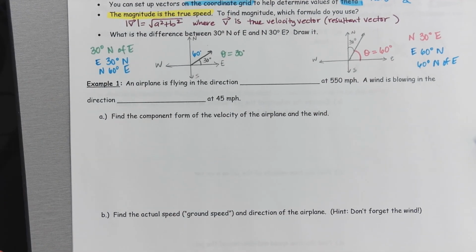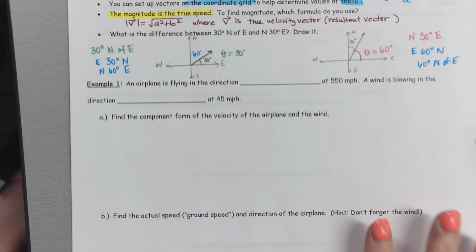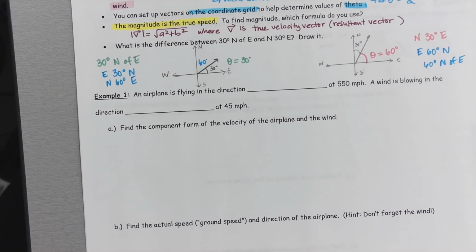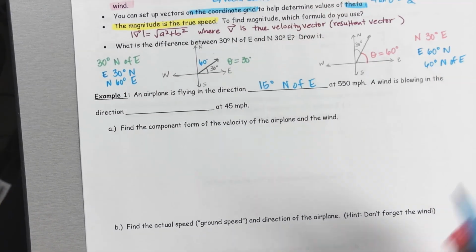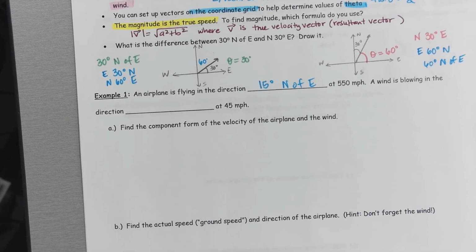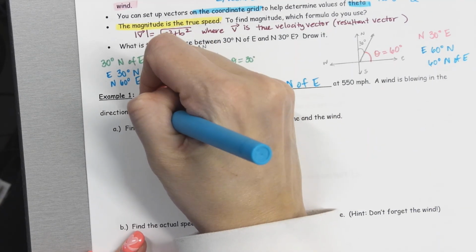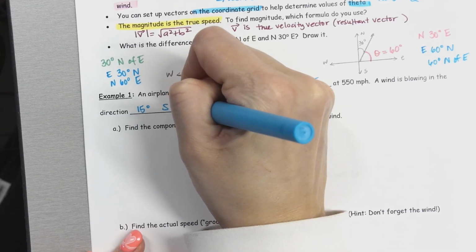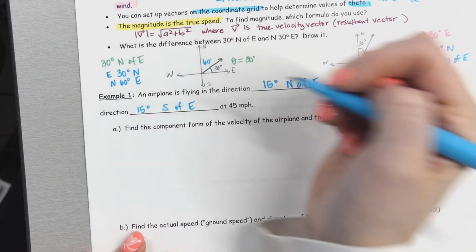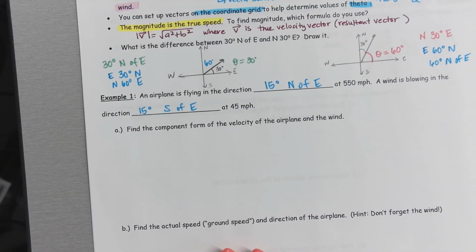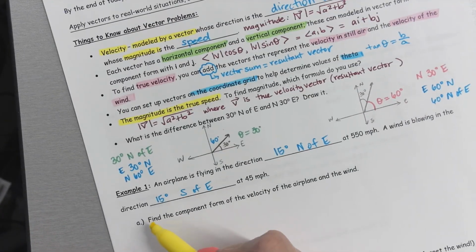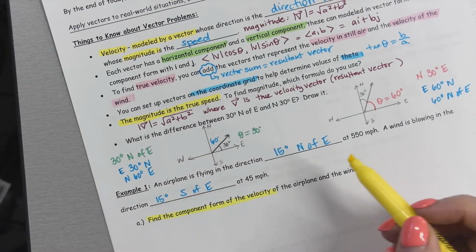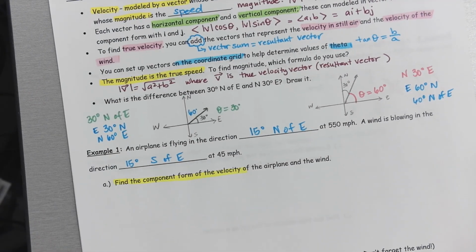Okay, so for all of our story problems, we're going to do a diagram. So in example 1, it says an airplane is flying in the direction 15 degrees north of east at 550 miles an hour. A wind is blowing in the direction 15 degrees south of east, at 45 miles per hour. What we have to do is find the component form of the velocity of the airplane and the wind.